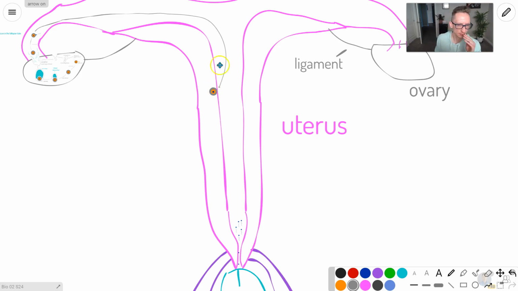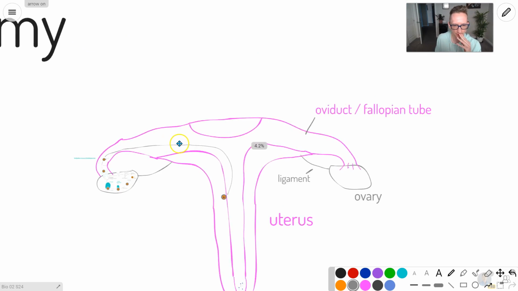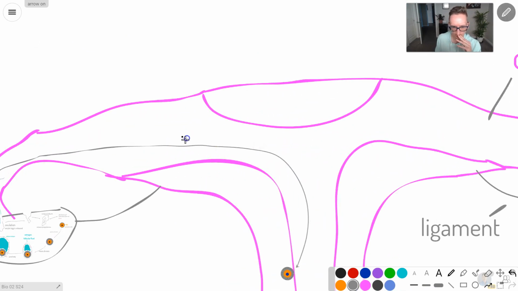Okay, and so let's talk about that. Let's talk about, then this would be: embryo migrates and implants in uterus for further development.